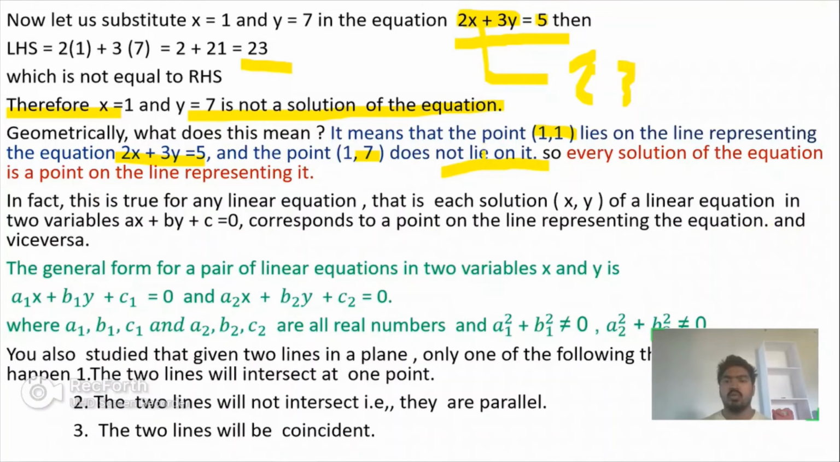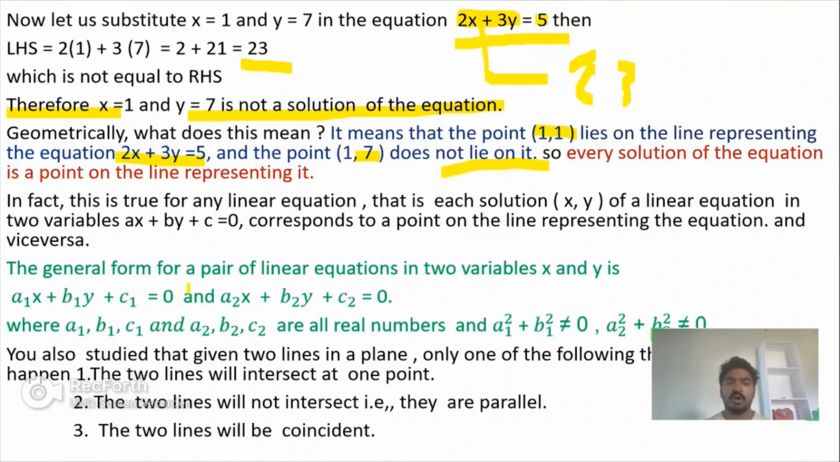So here in these two points, what they are saying is, for whichever values of x and y the equation gets balanced, that indicates geometrically that the point (x, y) is a point on the line representing the equation. And if the values we have taken in place of x and y do not balance the given equation, then we can clearly say that the point does not lie on the given line.